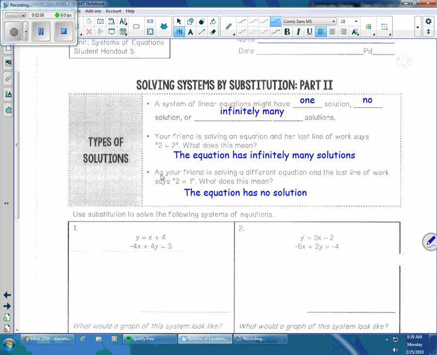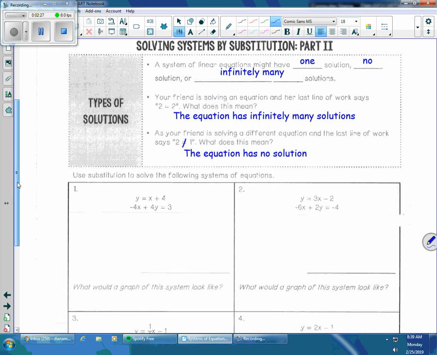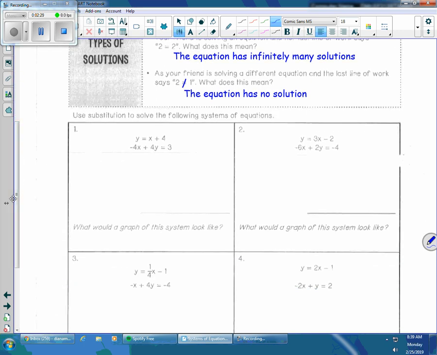The next possibility is that your friend is solving a different equation and the last line of the work says 2 equals 1. What does this mean? Well, 2 doesn't equal 1. It's not true. And when your variable terms drop out and you're left with an untrue statement, it means the equation has no solution. So let's take a look at what a system will look like if it has no solution or infinitely many solutions.